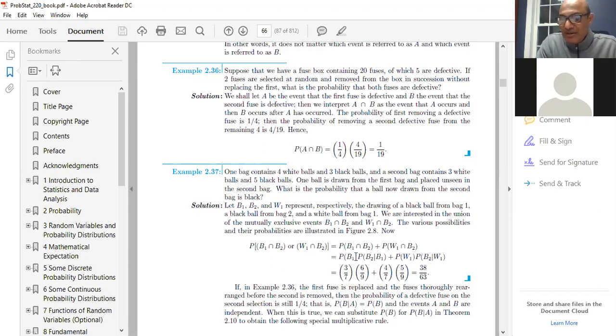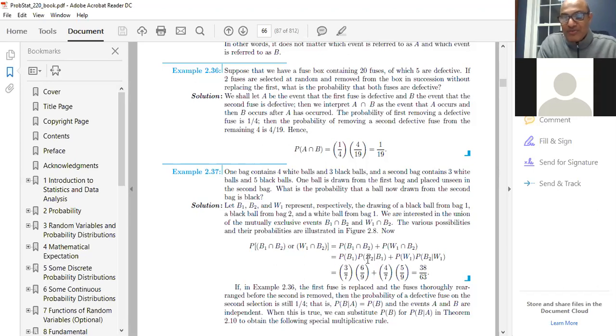Now let's count this one: probability of B1. What is probability of B1? B1 means black ball in the first bag. How many balls are there? 4 white and 3 black. 4 plus 3, 7, 3 blacks means 3 by 7. But here for this one, it's not mutually exclusive. It is mutually exclusive over here, but not here. So it is a conditional probability. Probability of B2 given B1.